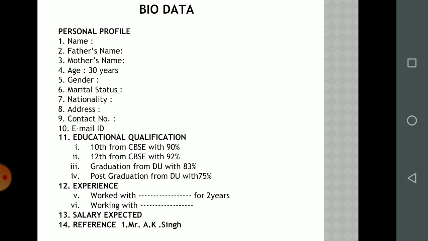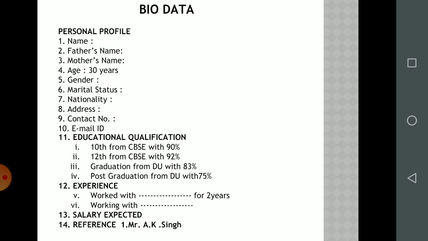Personal profile: you have to enter personal details, that is name, father's name, mother's name, age, gender, marital status, nationality, address, contact number and email ID. These are all personal details which you are supposed to fill in. In some questions, instead of age, you may get date of birth.